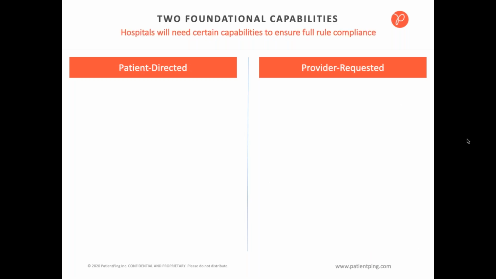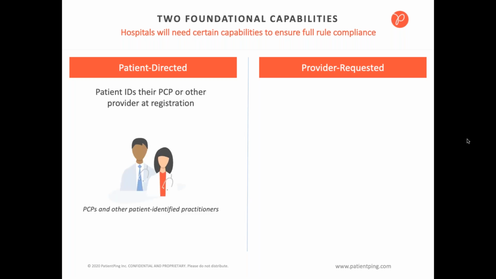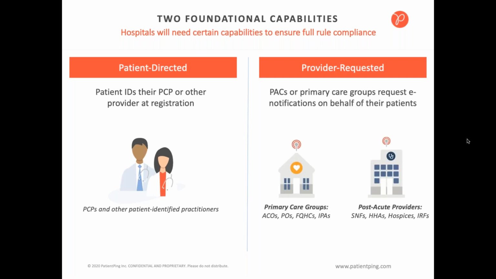So based on what we just talked about, there are two capabilities that hospitals or their intermediaries have to meet. The first is that hospitals need to be able to send patient-directed notifications to individual providers. That means PCPs and other patient-identified practitioners. And second, hospitals have to be able to respond to requests from post-acute and primary care groups for notifications on behalf of the patients with whom they have an established care relationship. So let's dive deeper into these two capabilities.